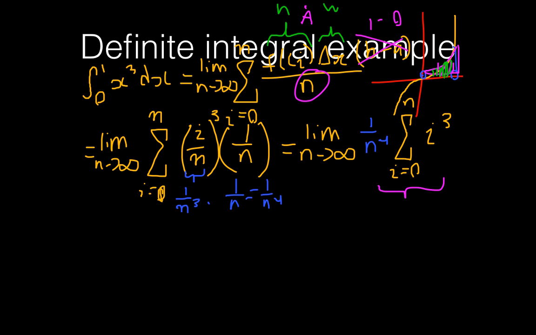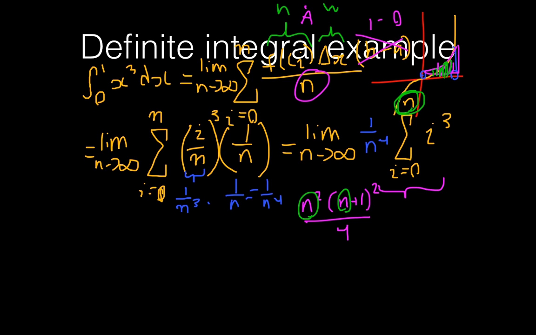And we know that that is equal to n squared times n plus 1 squared over 4. I'm not going to prove that now, but we mathematicians have figured out that that sum is equal to this. And these n's are coming from right here.